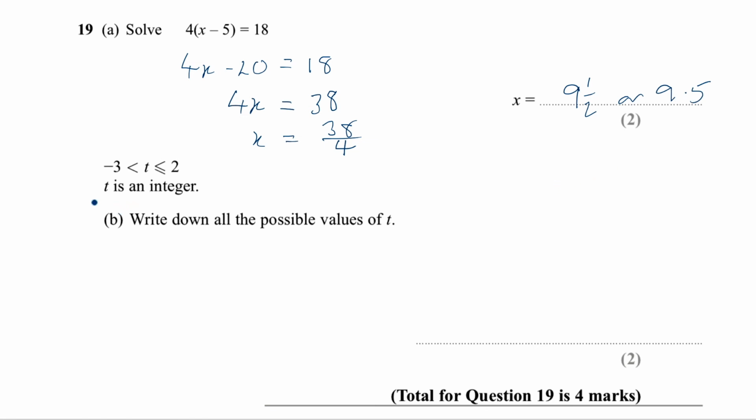Question 19, part B, there's the information we need. It says t is an integer. It says t is bigger than negative 3, but smaller than or equal to 2. So the possible values of t are not minus 3, and of course it's an integer, so it's a whole number. So we can have minus 2, we can have minus 1, we can have 0, we can have 1, and we can have 2 because t is less than or equal to 2. So we're allowed that 2. So there it is, the job's done.